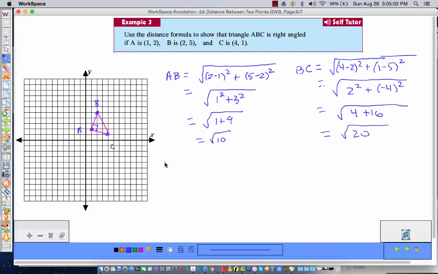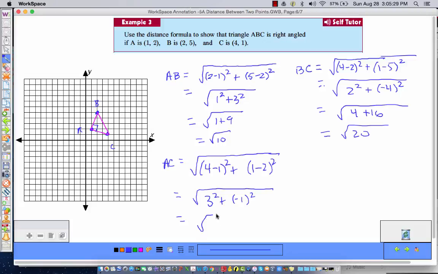And then the last distance we need is AC, the other leg. Again, another cool side. So 4 minus 1, the quantity squared, plus 1 minus 2, the quantity squared. That is going to equal the square root of 3 squared plus negative 1 squared equals the square root of 9 plus 1 equals square root 10. Now it says to show that triangle ABC is right angled. So we have root 10 here, we have root 10 here, and we have root 20 here.